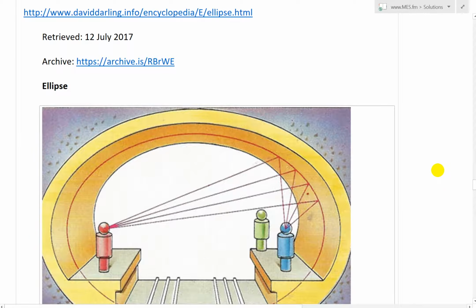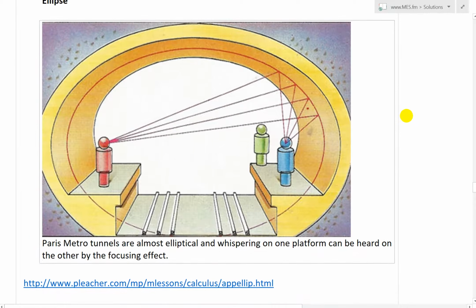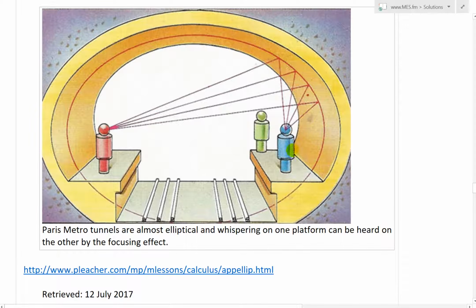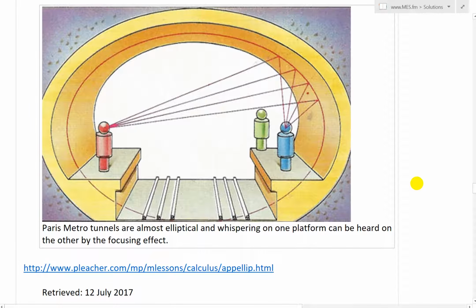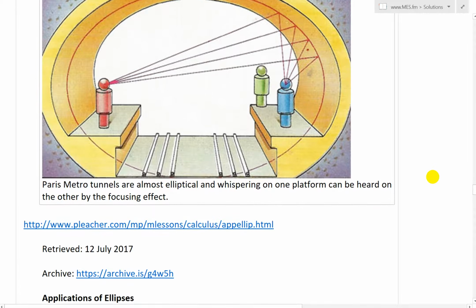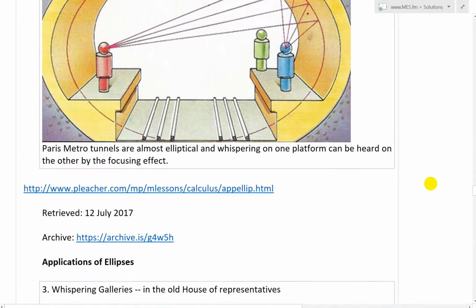Another cool figure, this is from daviddarling.info, just a random one I found. Here it looks like you could talk to different people across it. Paris metro tunnels are almost elliptical, and whispering on one platform can be heard on the other by the focusing effect, which is pretty cool. So if there's an emergency or employees want to talk to each other, it's a really cool method to talk directly across without using a phone or anything.